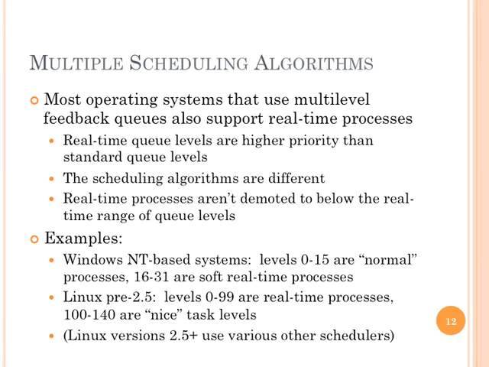So Windows, the higher the number, the higher the priority. On Linux, at least up to 2.5, the lower the number, the higher the priority. So I guess it's just if you like jump if greater or jump if less. Okay, so like it says here, levels 0 to 99 are real time, 100 to 140 are nice task levels, so you could vary the niceness of a process, and it would change the queue that it's in.